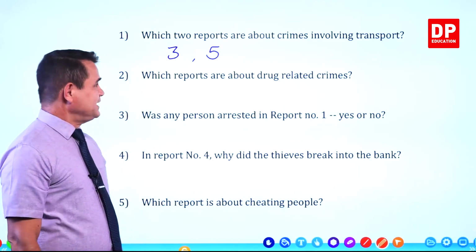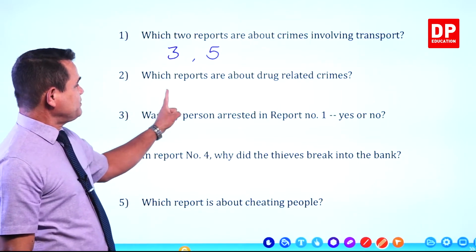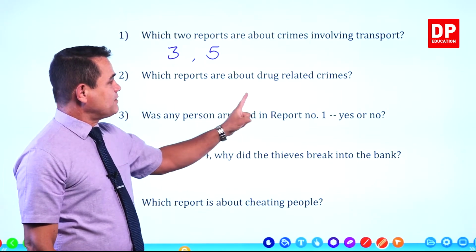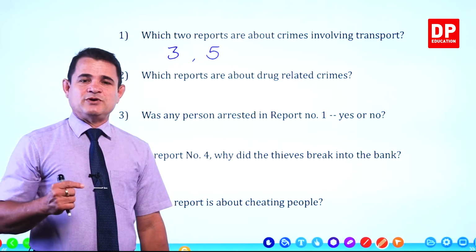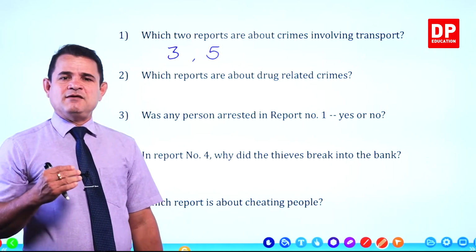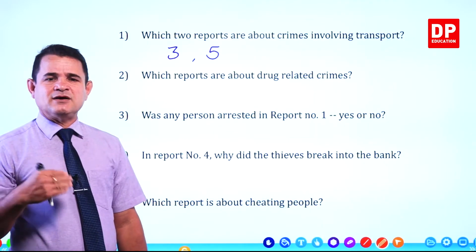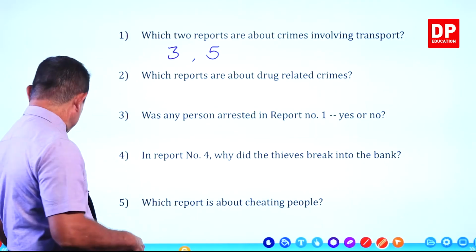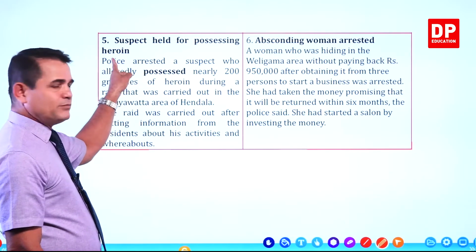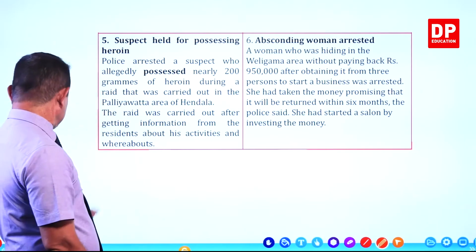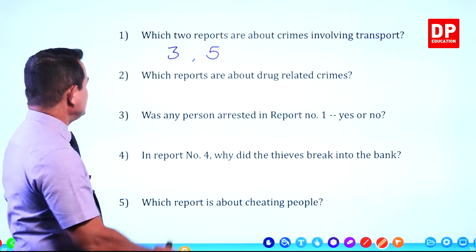And let's see the next one. Which reports are about drug related crimes? Which report? Mona report එකද තියෙන්නේ drug related. මත්ද්‍රව්‍ය සම්බන්ධව. Now you read number 5. Possessing heroin. That is, you can say number 5.